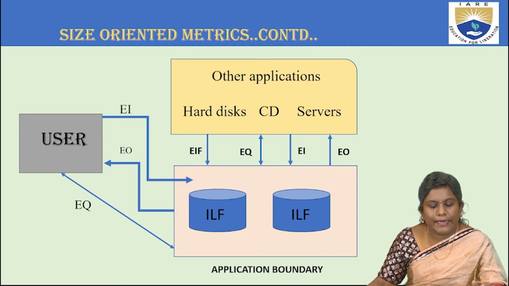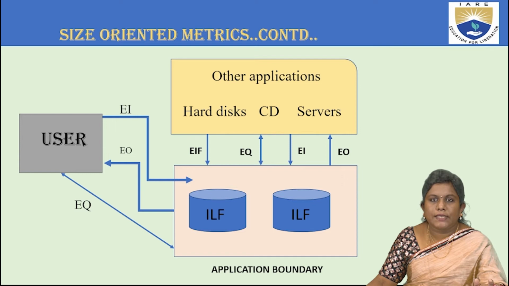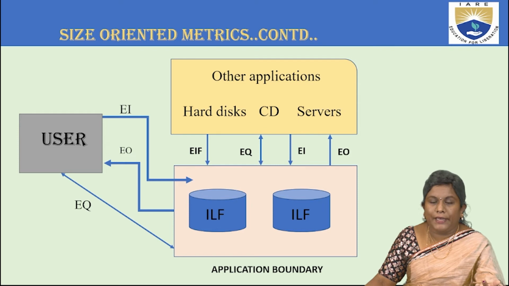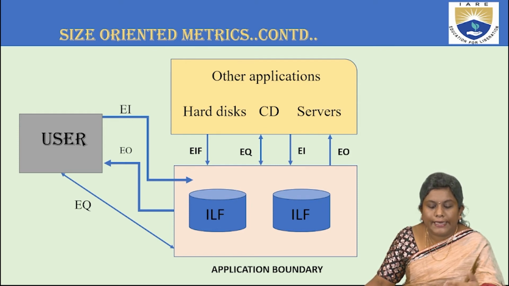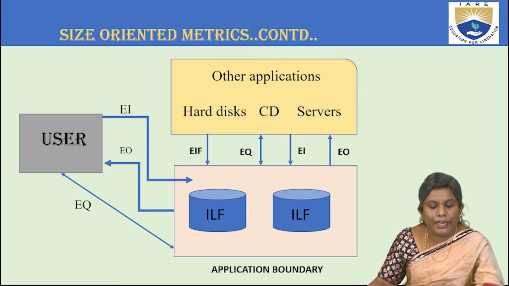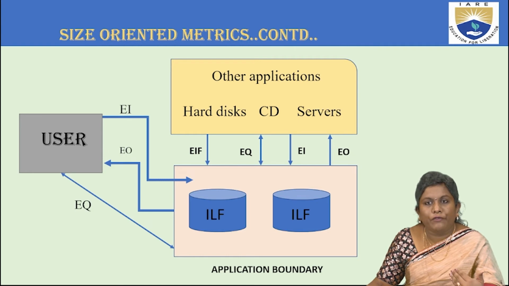Now, looking at the connections, the EI, that is the input, is fed to the application boundary and EO comes out to the users from the application boundary. There are bidirectional flows from the other applications, that is from the servers and hard disks, linking up to the application boundary. You have a bidirectional flow on EQ, that is the enquiries. Then you have external interface files moving from the other applications to the application boundary. And you also have EO moving from the internal to the other applications, that is external output.